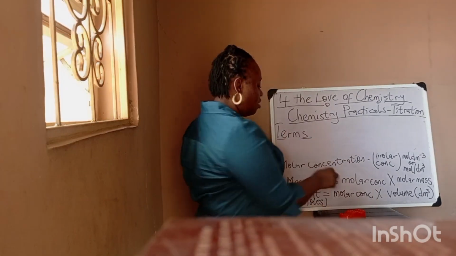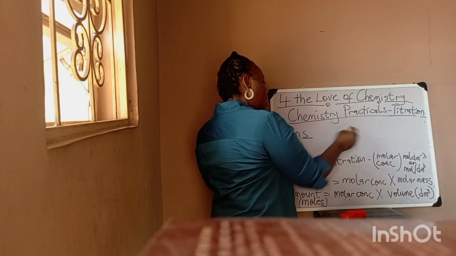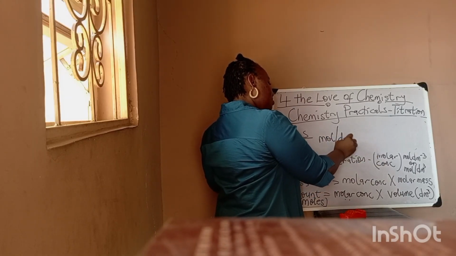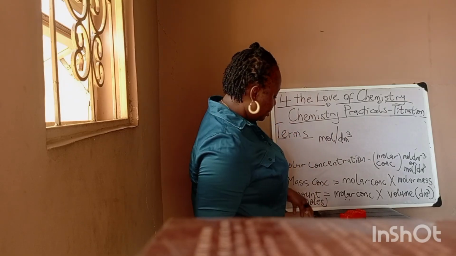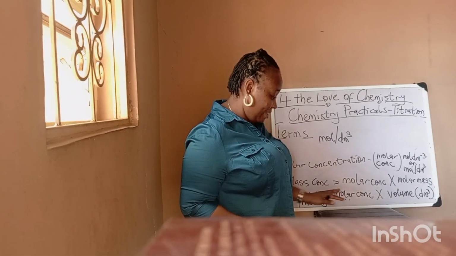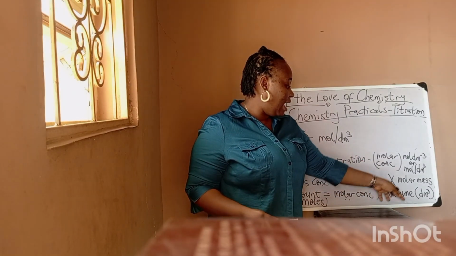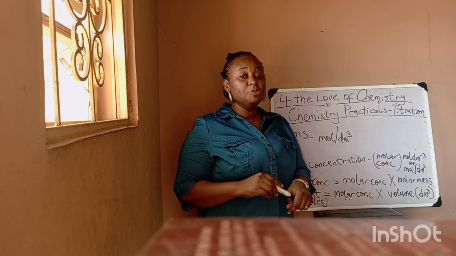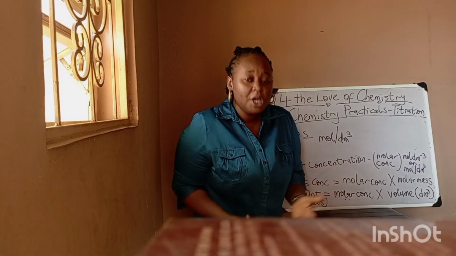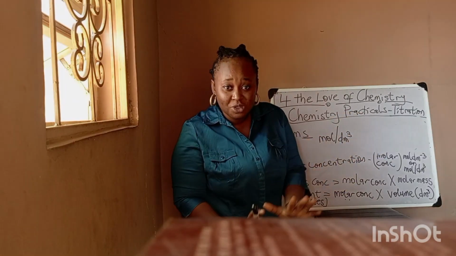Looking at molar conc and volume, the unit of molar conc is mole per dm cubed, and it says that amount is in moles. For you to get the amount, it is molar conc multiplied by volume, and that volume must be in dm cubed. So even if you are given the volume in cm cubed, you have to change the volume to dm cubed.